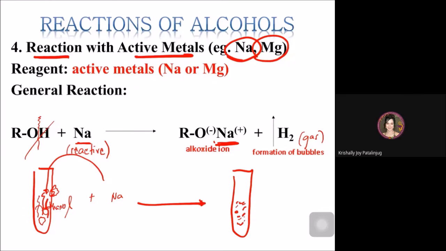That is the indicator that gas formed, hydrogen gas. Meaning the active metal displaced the hydrogen. The major product is the alkoxide. This is a very important chemical needed for ether synthesis. So we will discuss ether synthesis later.